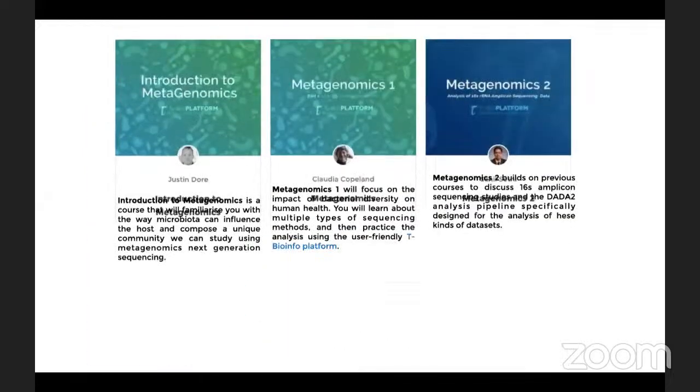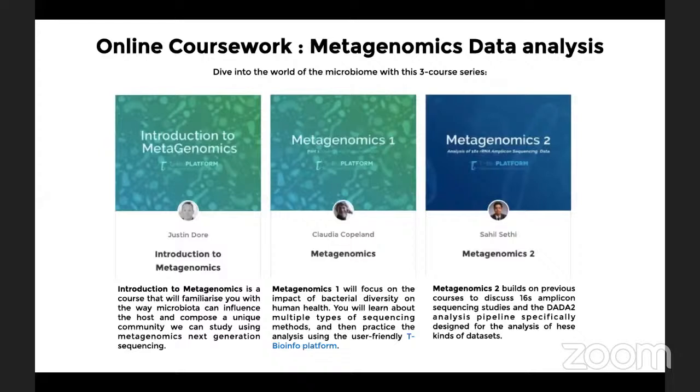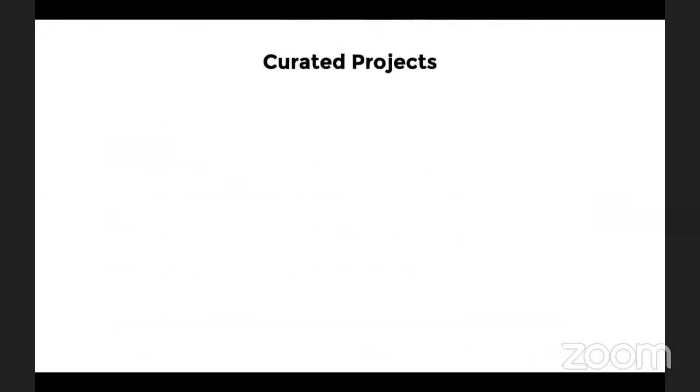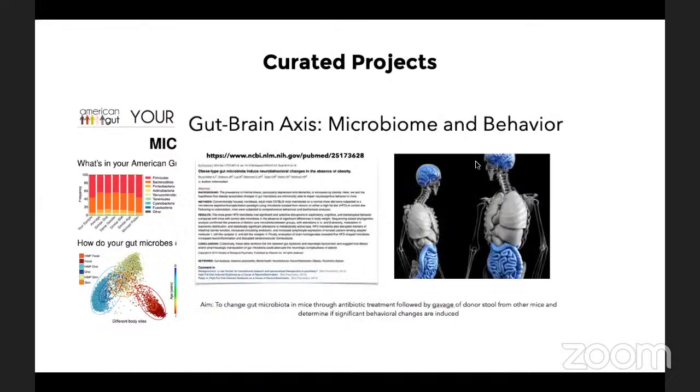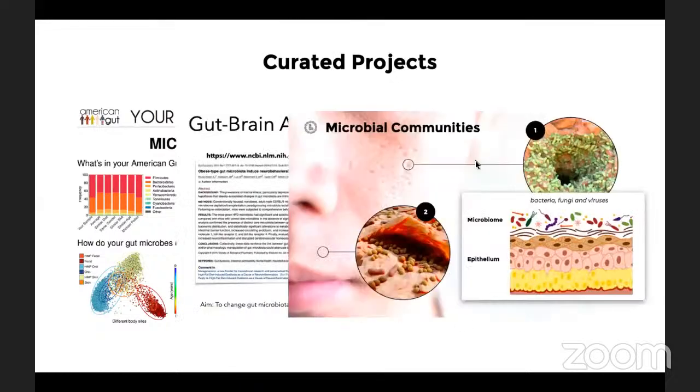You will also discover that this comes in a set of 3 courses, starting with Introduction to Metagenomics, Metagenomics 1, and Metagenomics 2. And if you are registered for the program, you will have access to all 3 of them, as well as a number of curated data sets prepared as projects, like the American gut microbiome, gut-brain axis, and the role of microbes for skin conditions like acne, eczema, and more, which already Ilya and Dr. Mohit have spoken about.